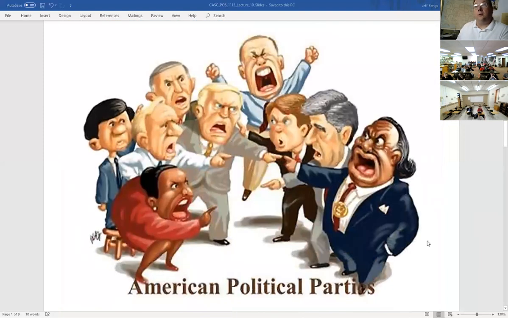So the history of political parties in America is one that does begin during the presidency of George Washington.